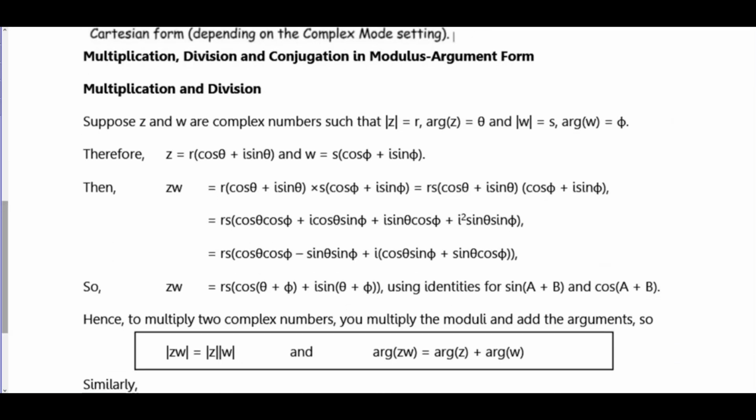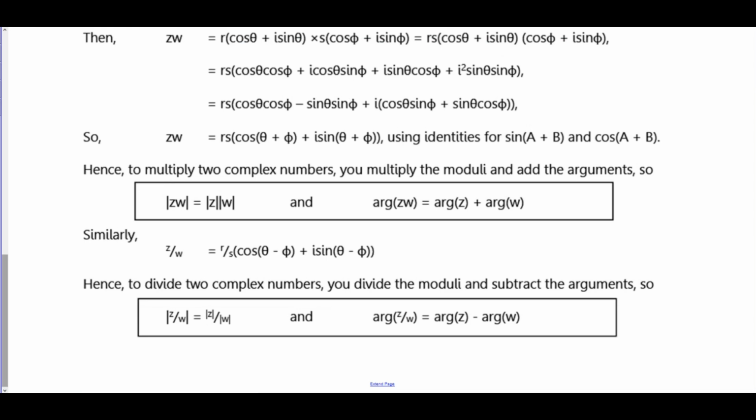Now, modulus argument form is particularly useful for doing multiplication and division of complex numbers. You do already know how to do this by expanding brackets out or rationalizing the denominator in a fraction, but in modulus argument form, this becomes super easy. There's a proof of it here using the addition formula for trig from Single Maths. You don't need to learn this proof, it's just for your own interest. The important part is the results in the boxes down here.